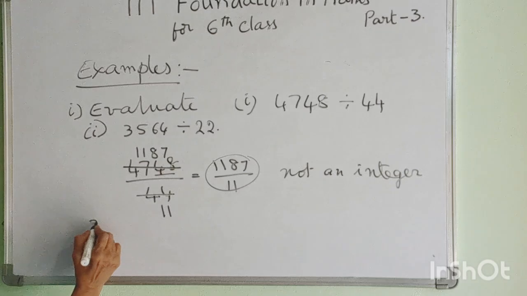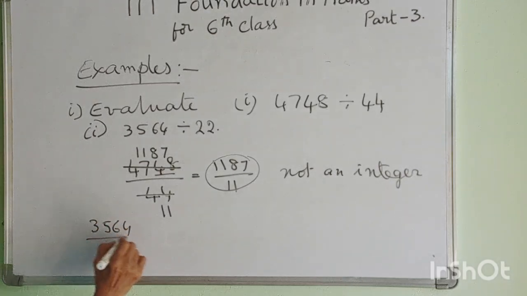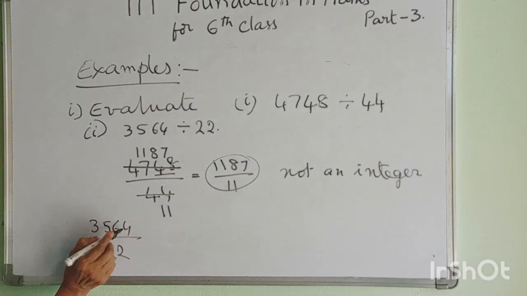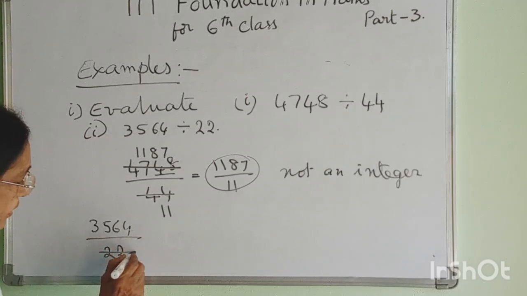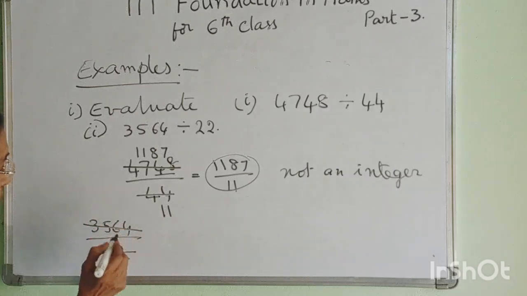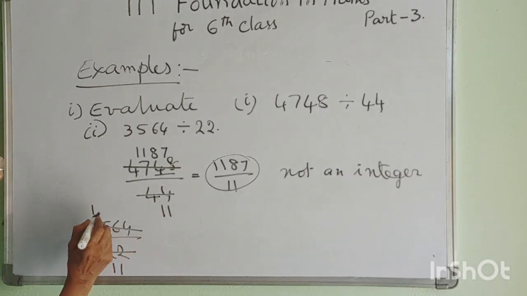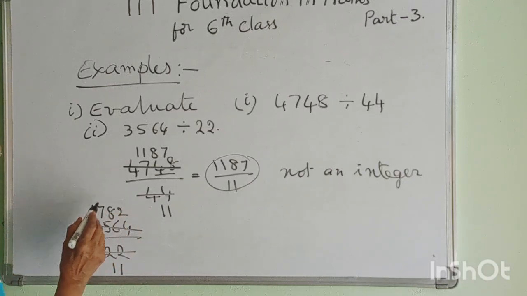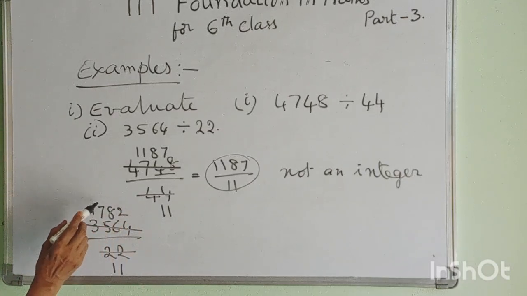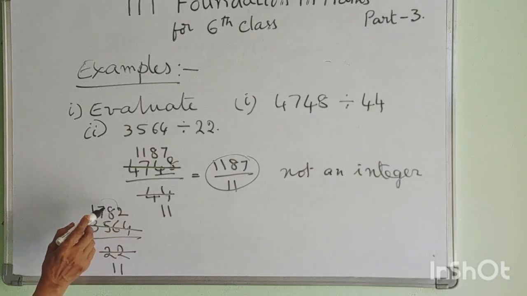Next one, 3564 divided by 22. As this has an even number in the units place, it is divisible by 2, and 22 is also divisible by 2. Therefore, 2 11s are 22, 2 1s are 2, 2 7s are 14, 2 8s are 16, 2 2s are 4. Next, it is divisible by 11 because the alternate numbers sum: 7 plus 2 is 9, 8 plus 1 is 9.